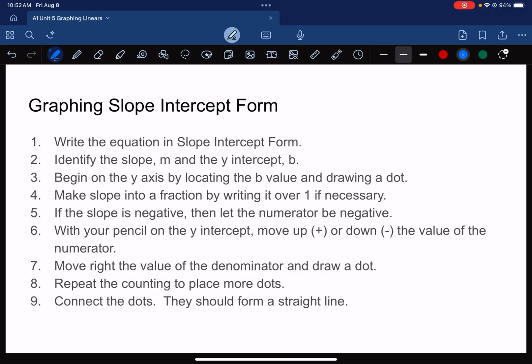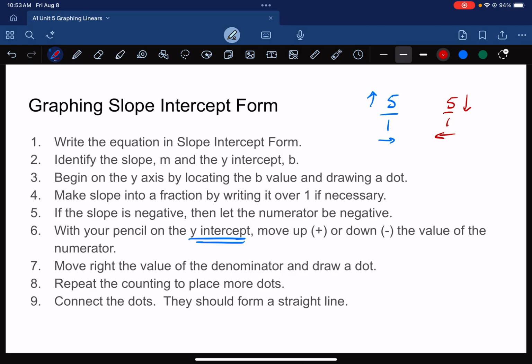And with your pencil on the y-intercept, so you're starting on the y-intercept, you're going to move up or down. Up if the numerator is positive, and down if the numerator is negative. And then you're going to move right the value of the denominator and draw a dot. Now you can completely reverse that process. So like if you had a slope of 5/1 and you were going to go up and right, that is the same as going down and left, okay?